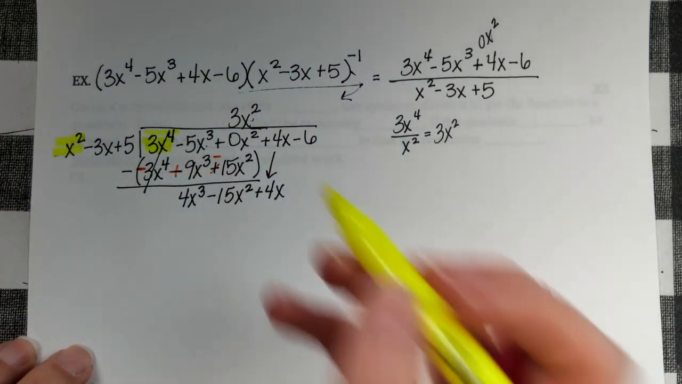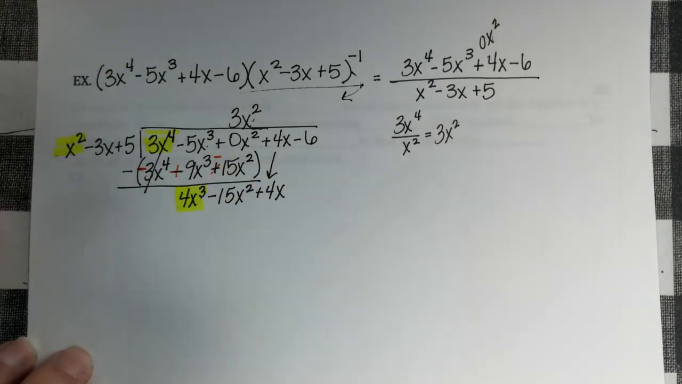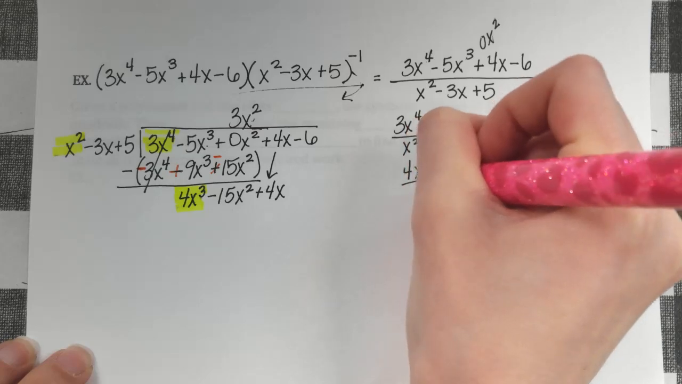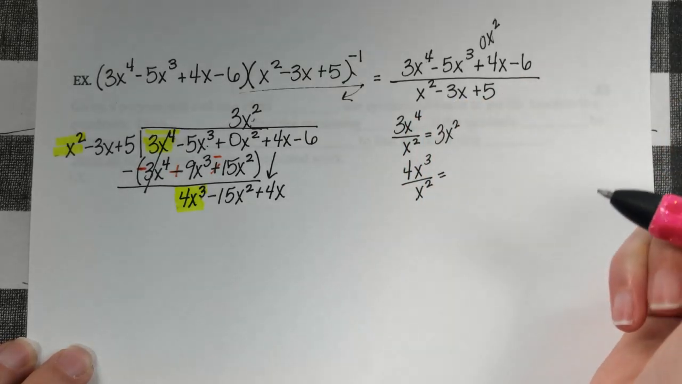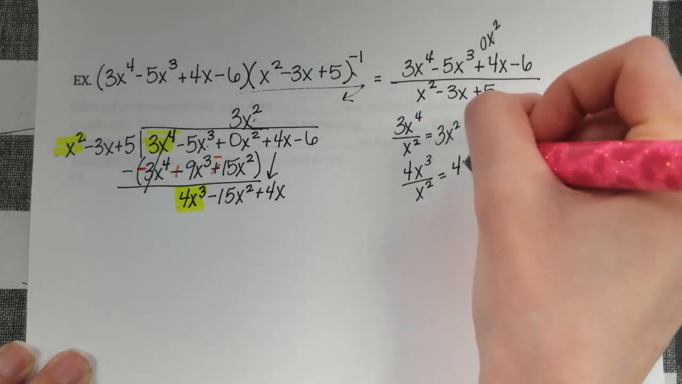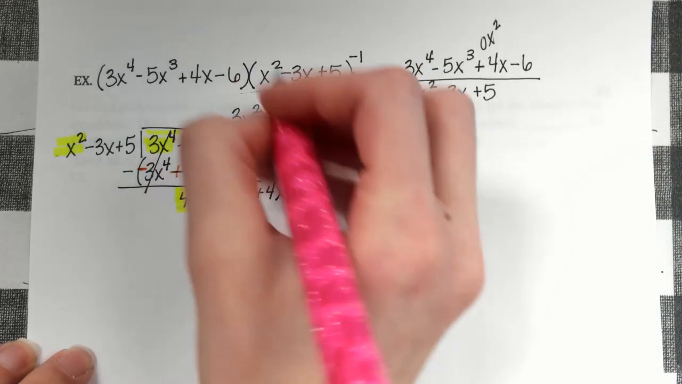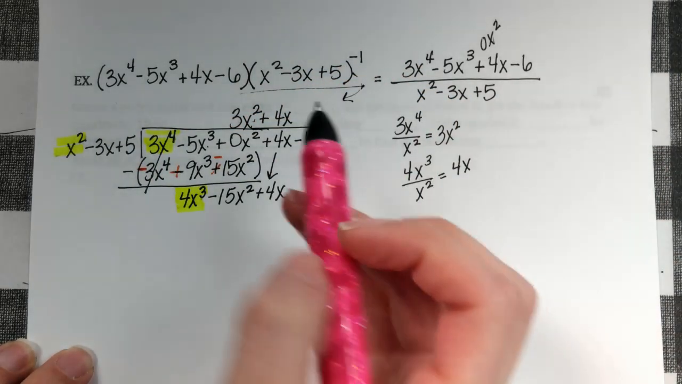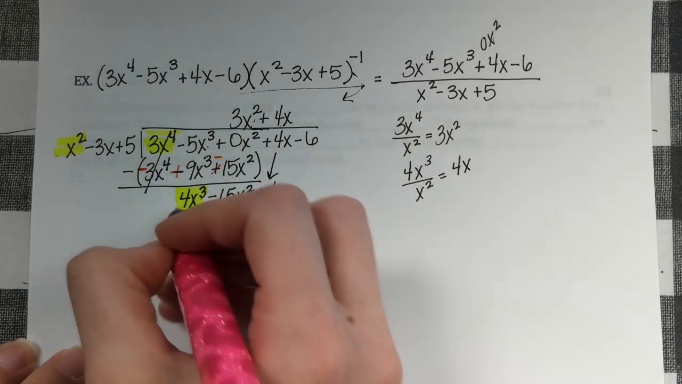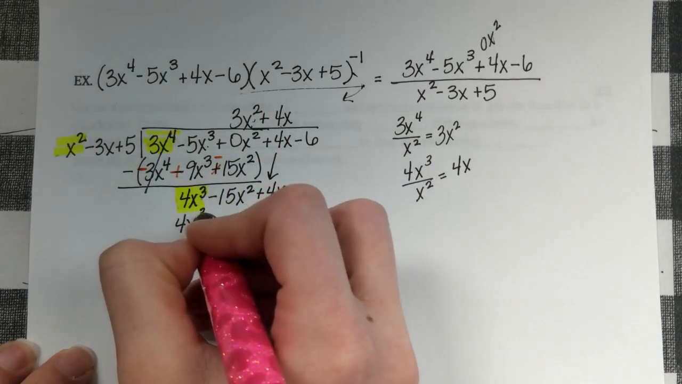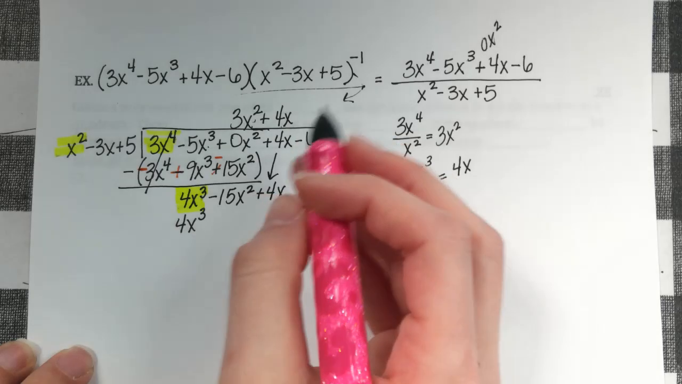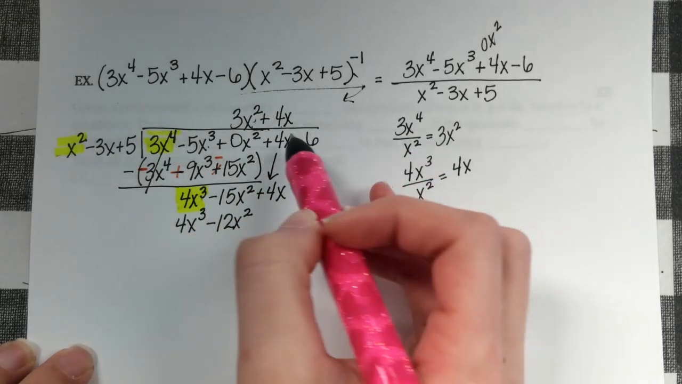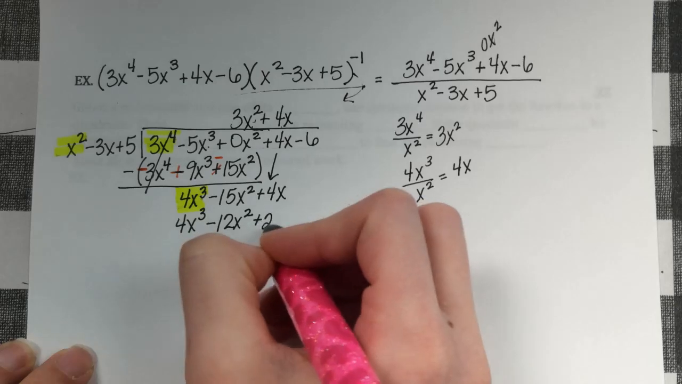And then I do another round. 4x cubed now divided by x squared leaves me with what? 4x. So I put a plus 4x and I multiply. So 4x times x squared is 4x cubed. 4x times negative 3x is a negative 12x squared. 4x times 5 is 20x.